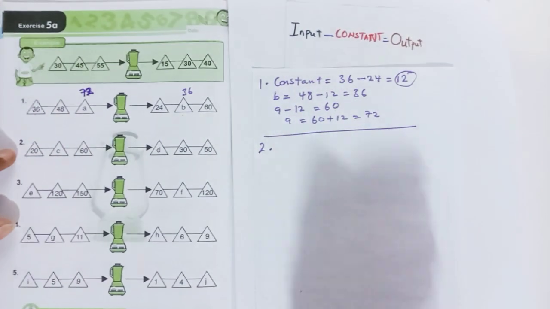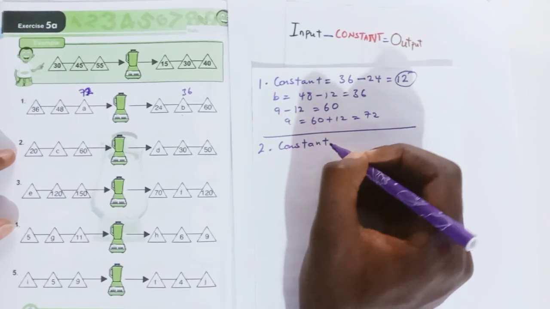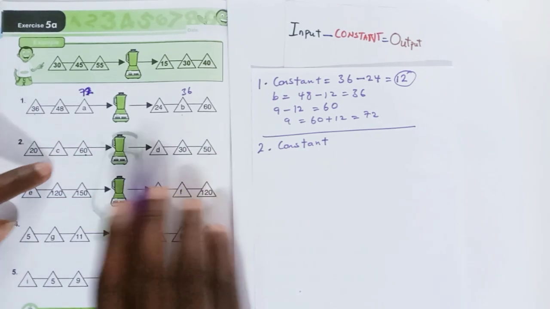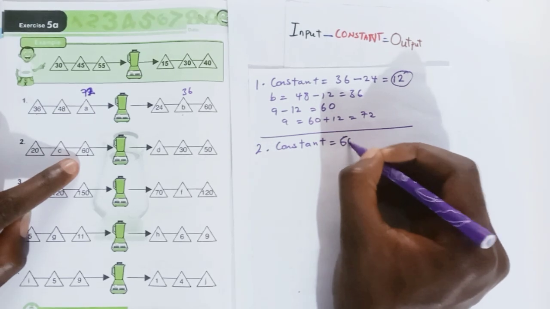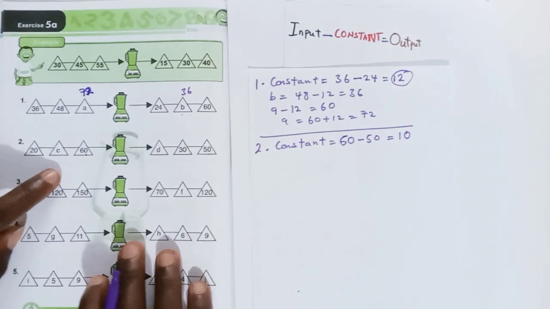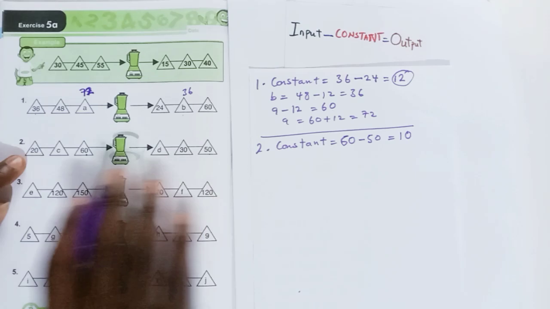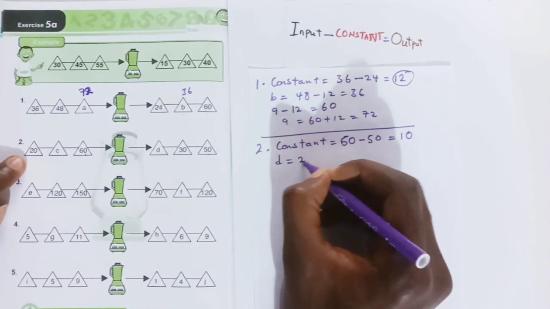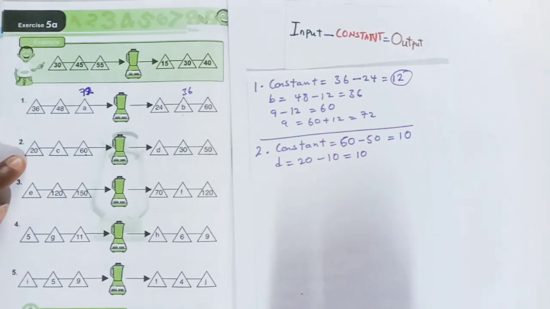So we'll find our constant. Remember, we use the positions that are known to find our constant. So position 3 here, position 3 here. Subtract them: 60 minus 50, which is equal to 10. So our constant is 10. Finding D now: D will be equal to 20 minus the constant 10, which is equal to 10. So D is 10.